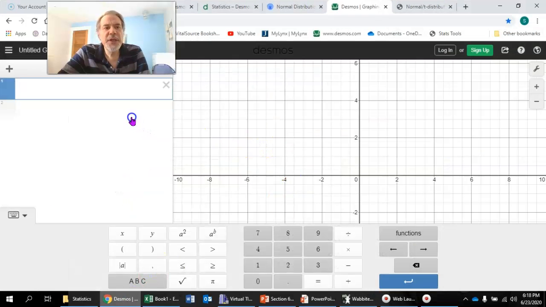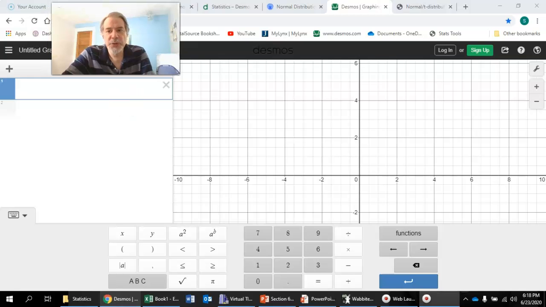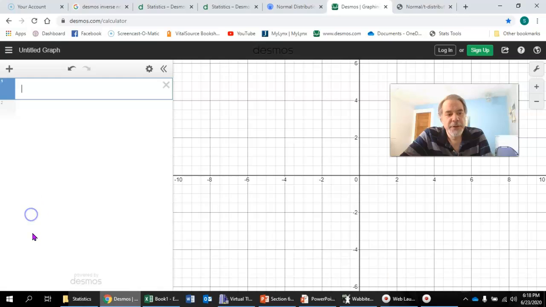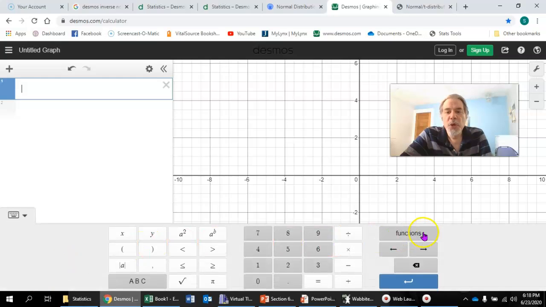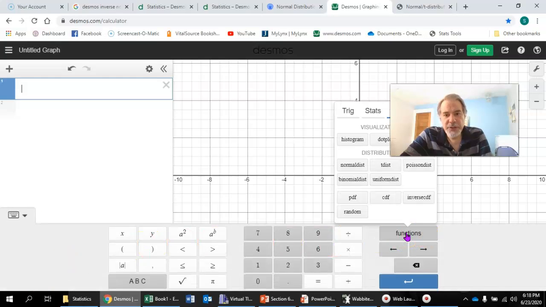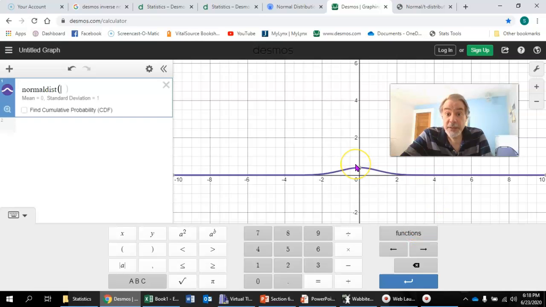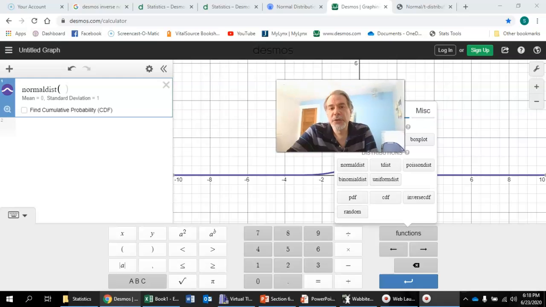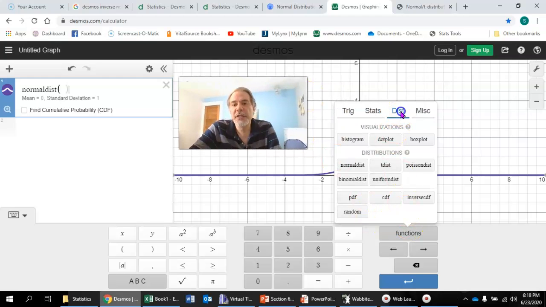Here's how you would do this if you were using Desmos, the Desmos app. So go to Functions, select Normal Dist. If you weren't already in the Dist menu, you'd have to get there first. So when you push Functions, you got to go to Dist and then select Normal Dist. Now this will show up here.